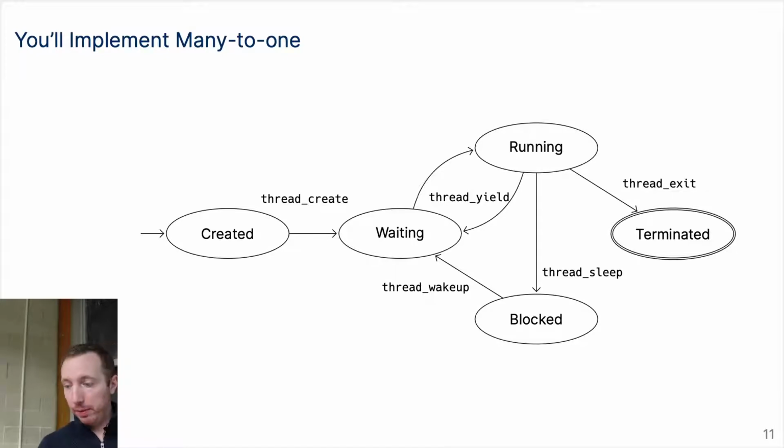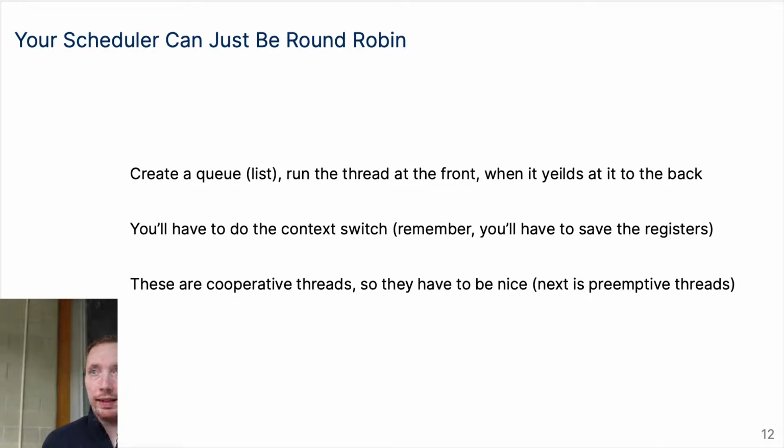And then you'll have to implement, of course, thread exit, so the running thread can call thread exit, which would essentially turn it into a zombie thread, and it would be terminated at that point. And I don't think you have to implement a thread join as far as I know. There's a thread destroy, but there's no join. Okay. So like I said, the scheduler can just be some simple round robin thing.